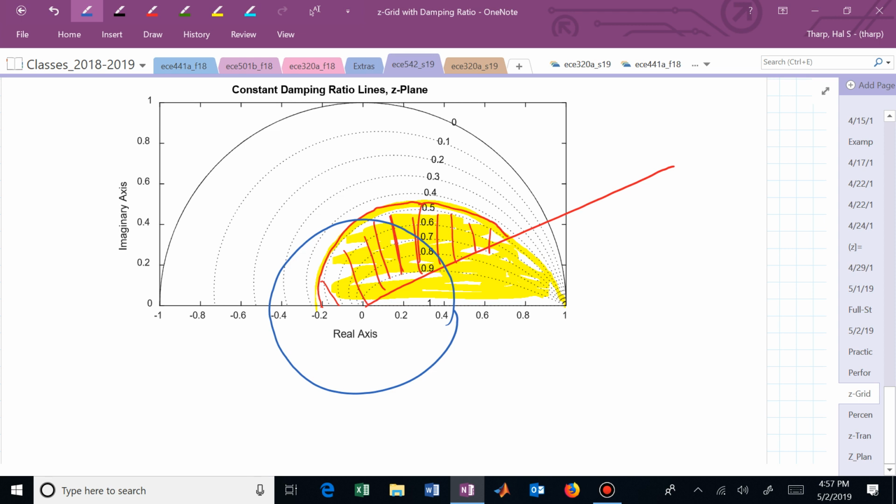If I now want a time to peak that's indicated, so it's a bigger theta sub d, I want a percent overshoot less than 20%, and I want a settling time larger than this amount, which way do I shade? So now it's outside the circle. So that region is where I would shade. Does that help with this shading?